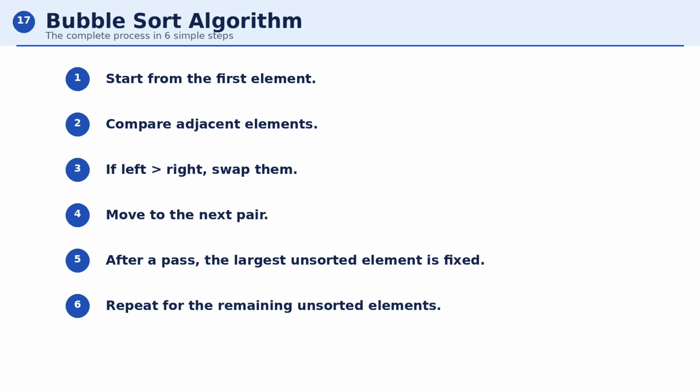Now that we have completed the dry run, let's summarize the algorithm. Step 1, start from the first element. Step 2, compare it with the next element. Step 3, if the left element is greater than the right element, swap them. Step 4, move to the next pair and repeat. Continue until you reach the end. At this point, the largest unsorted element will be at the end. Then start another pass. But this time we don't need to include the elements that are already sorted at the end. Keep repeating until the array becomes sorted.